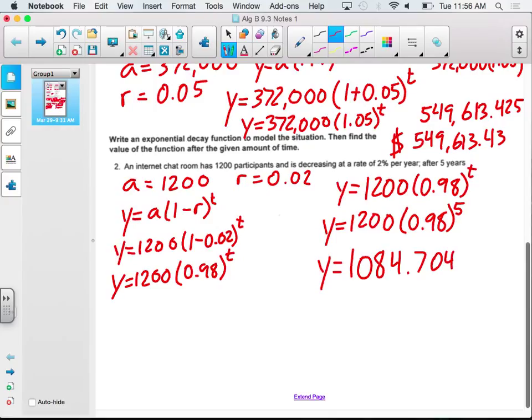Okay, so what is our situation describing? Participants in the chat room, right? So can we have 0.7 of a person? No. So we round up, right? Because 7/10 is closer to 1 than it is to 0. So we just rewrite it as 1,085. Am I done? No. Label. So what would I write? Participants.